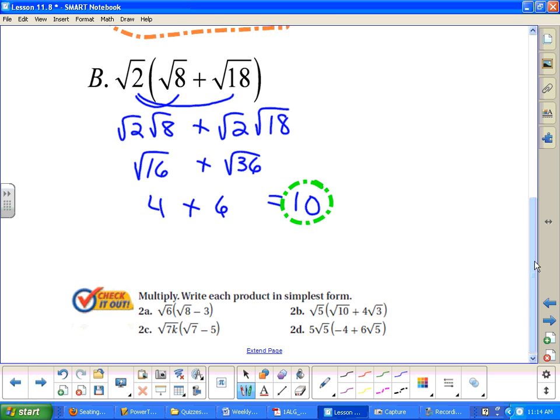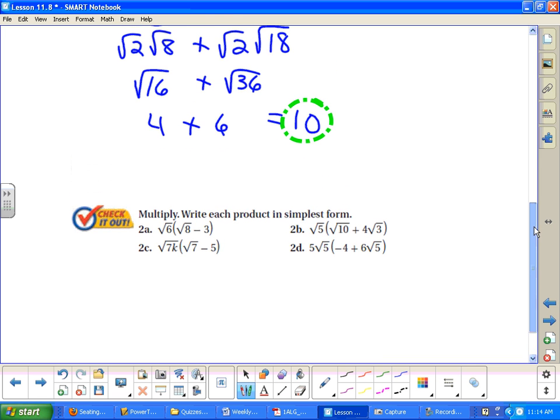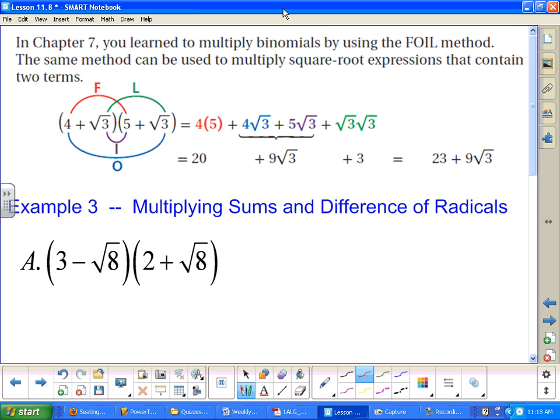All right, so let's do one of those. Let's do letter B. Okay, we are now going to FOIL. We're multiplying basically two binomials together, except we're multiplying two square root expressions that have two terms. So we're going to FOIL, just like you did with binomials, we're going to do it with radicals.